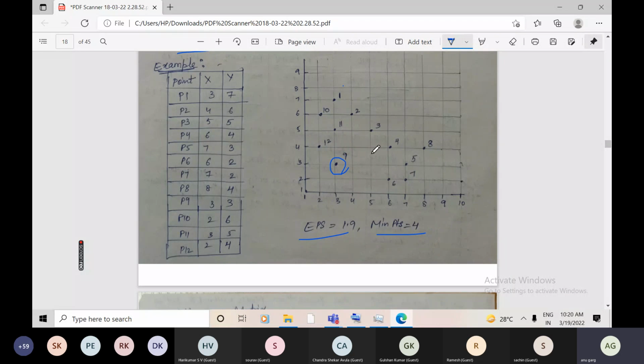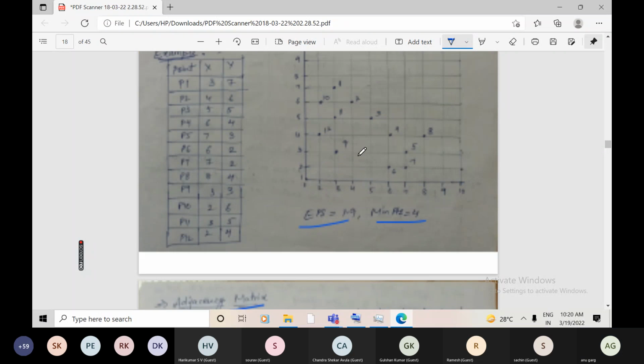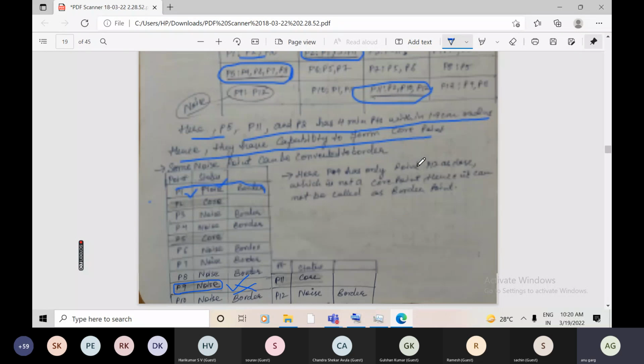And which all have come as core points? P2, P5, P11. These are all your core points. If you try to calculate the distance, you will have 4 points around it, 4 points around it. But around it, you will not have any point which is a core point. So that's how. Is this question clear?